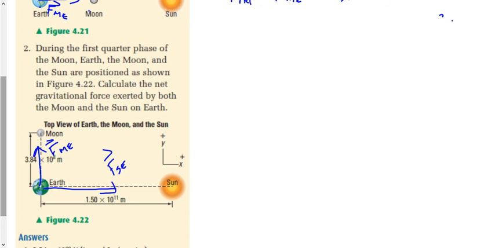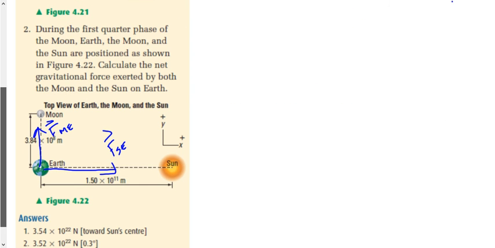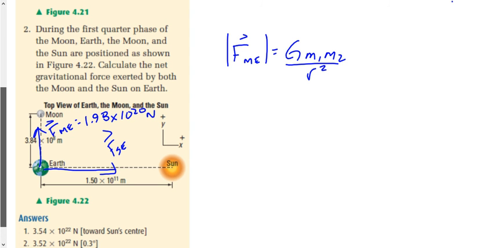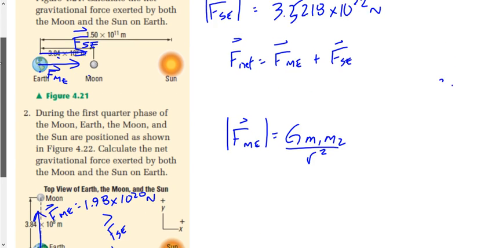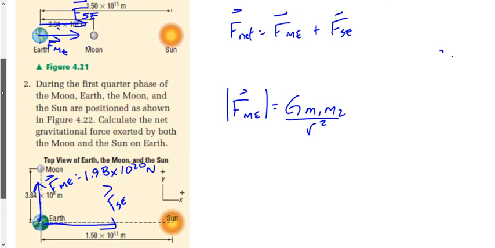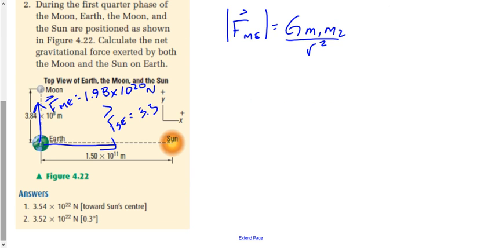We know the values of the moon on the Earth, right? We just used them. The force of the moon on the Earth was 1.98 times 10 to the 20. And the distances are the same, so the value of that force is going to be the same. If you don't remember how to get that, remember it's just G m1 m2 over r squared. Okay, get the value of that force of the moon on the Earth. And then get the value of the force of the sun on the Earth, which we already have from the previous question, 3.5218 times 10 to the 22 newtons.